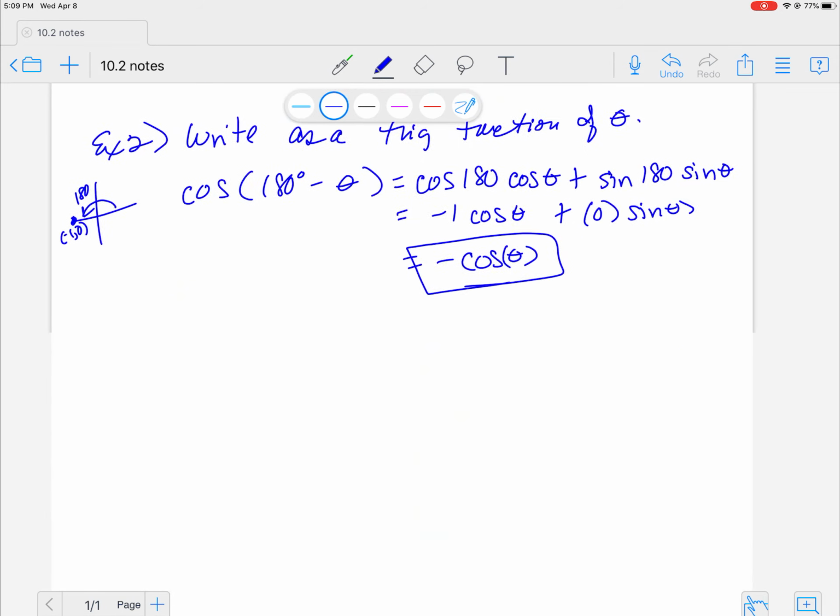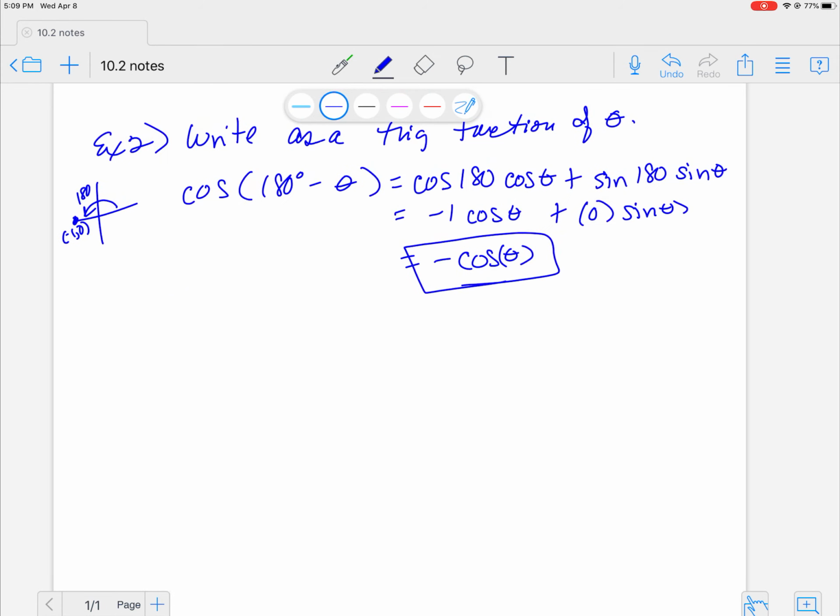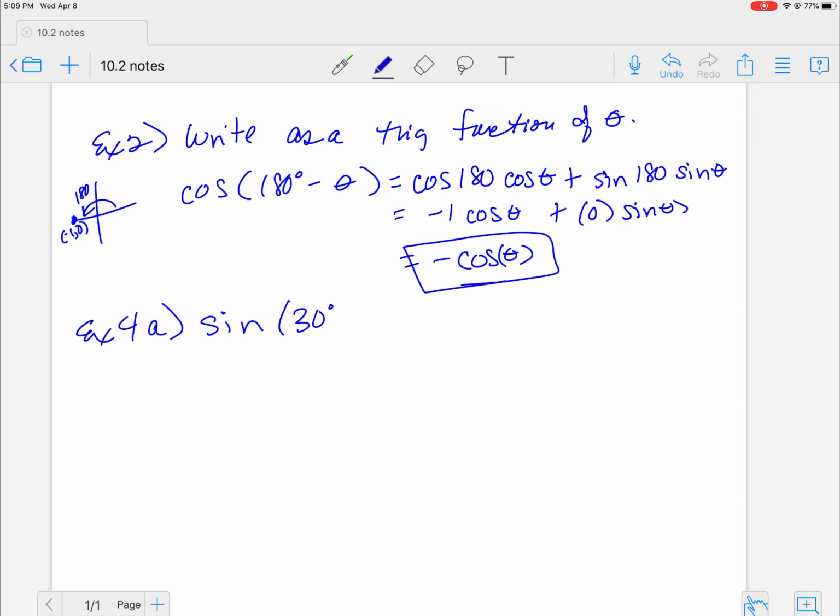That's it. You literally plug into a formula. That's all that's happening here. Let's do 2 more. We'll do one sine and we'll do one tangent, and then that's it.